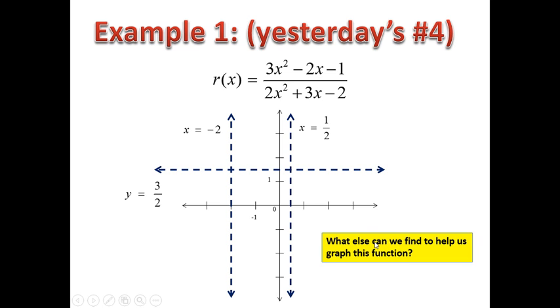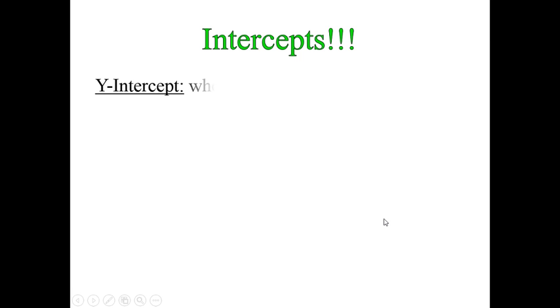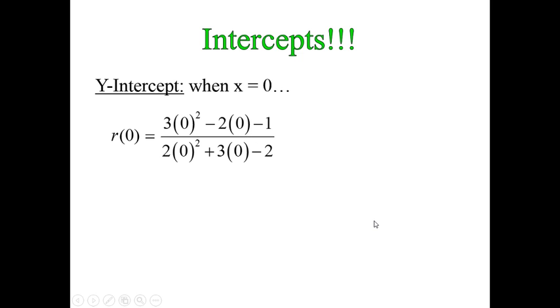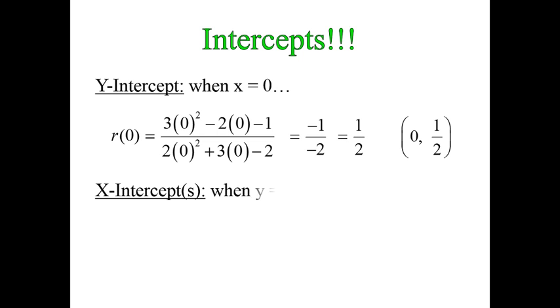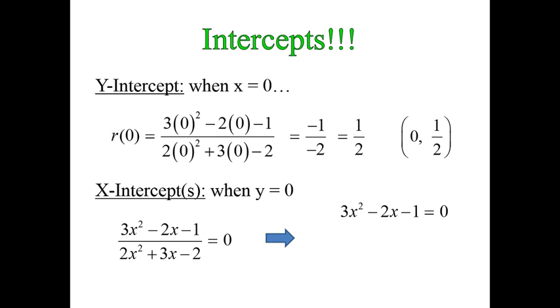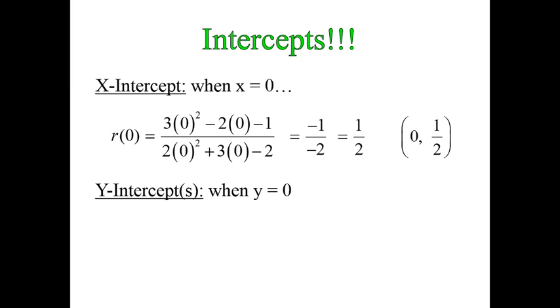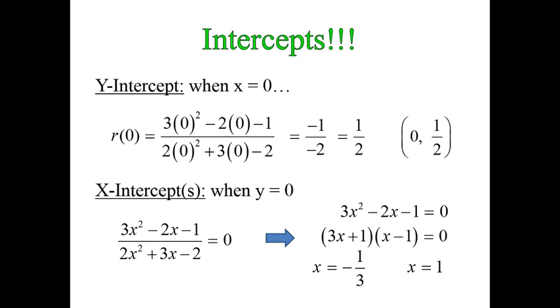So what else can we find to help us graph the function? You can get points such as the y-intercept, by setting x equals 0. So we got -1 over -2, which is 1/2, so the point is (0, 1/2). We can also find the x-intercept by setting y equals 0. So set the numerator equal to 0 and solve for x. Factor it, and you got -1/3 and 1. So the points are (-1/3, 0) and (1, 0).